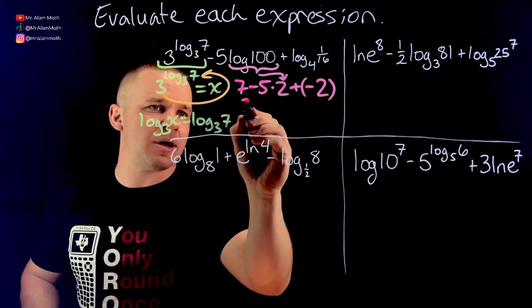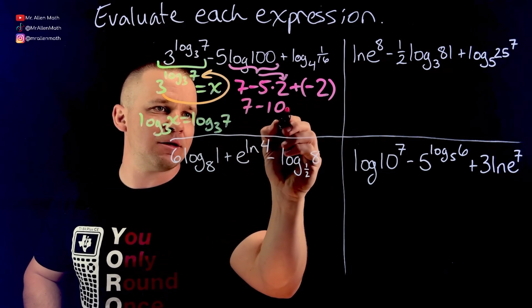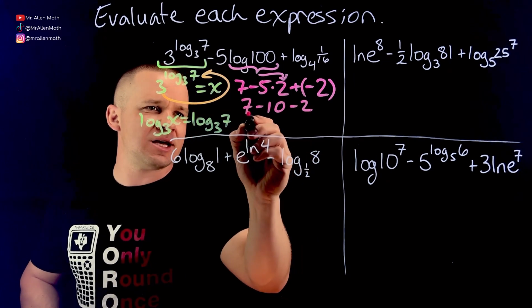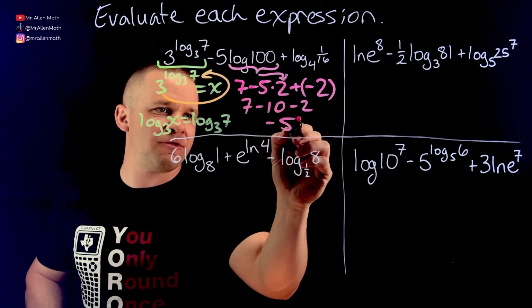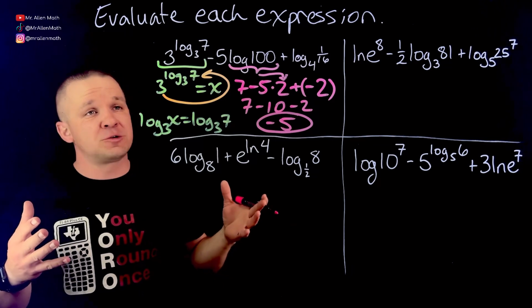So let's clean some things up. I got 7 minus 10 minus 2. So that's negative 3 minus 2 is negative 5. There we go. First one down, right?